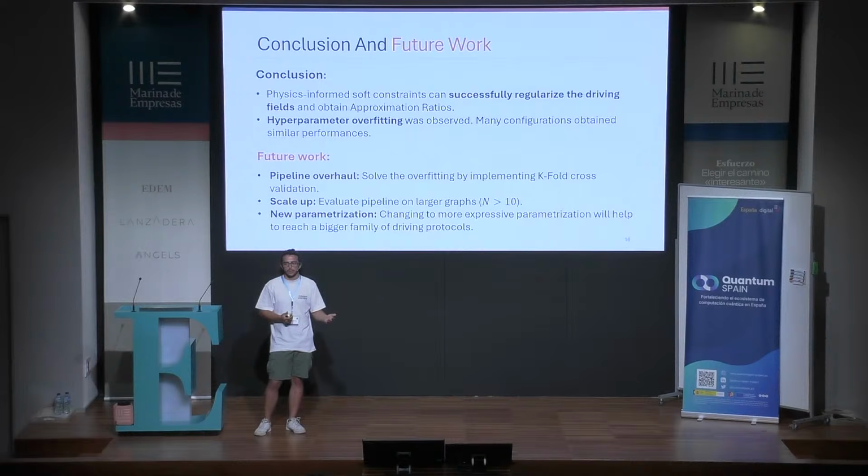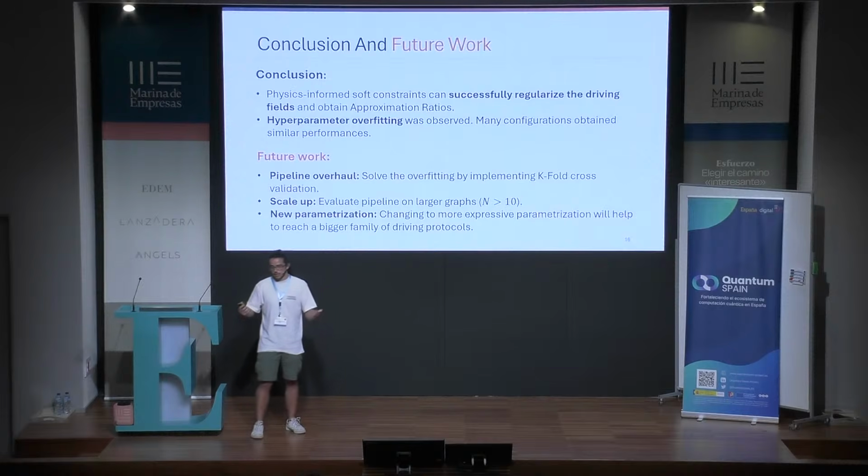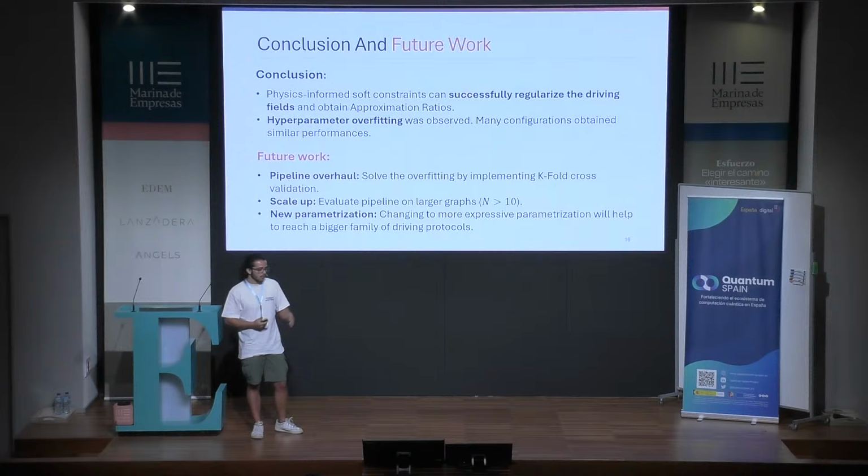Then we would like to move to larger graphs, since these are generally harder to solve. The larger the graph, the harder it is to solve. And finally, we thought about implementing new parameterizations of the driving protocols, since using a more expressive parameterization could let us get to a new, bigger family of solutions, where we could find better performance. And we think that if this family of solutions is bigger, the regularization of the penalties could stand out more. And that was all.